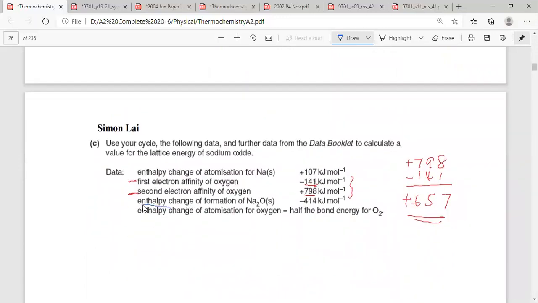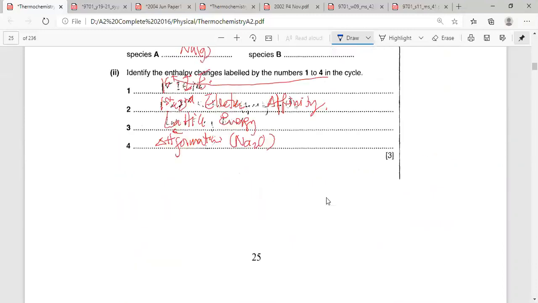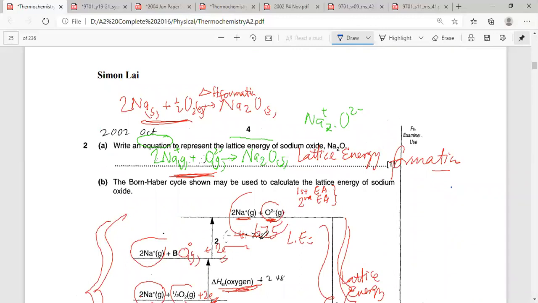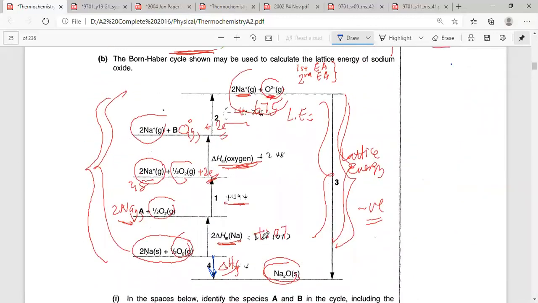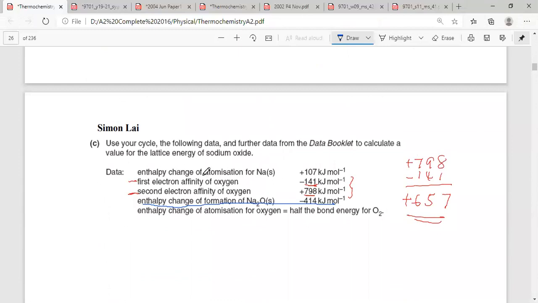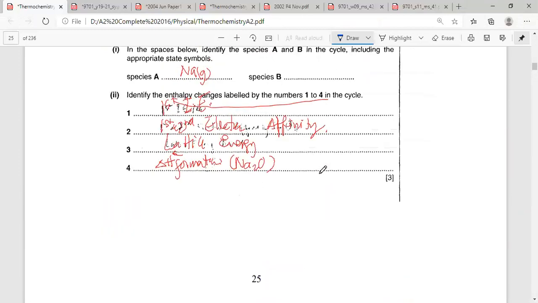The enthalpy change of formation is minus 414. In this case, you must put the value here. Minus 414 equals to. Now this is the downward arrow; now upward. Positive 107, is it 107? Times 2, isn't it? Here to here is atomization. I will check again. Okay, 107 times 2, because there are 2 moles. So 2 times.